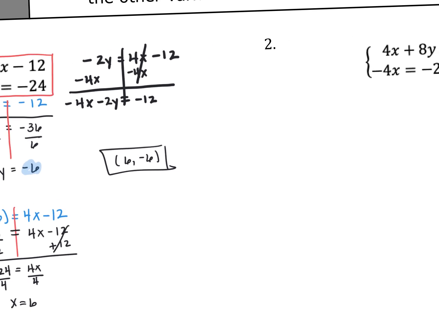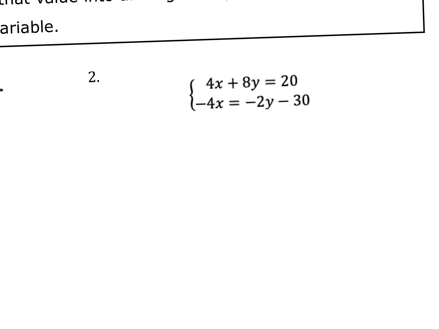Okay, so let's try that with number 2. We're going to do the same thing. I want my x and my y on the same side of the equal sign. So I look at this first one. I have 4x plus 8y equals 20. So that one's already in standard form. When I look at this one, it has 4x equals -2y minus 30. So that's the one we're going to have to change. So I'm going to put that one in standard form.